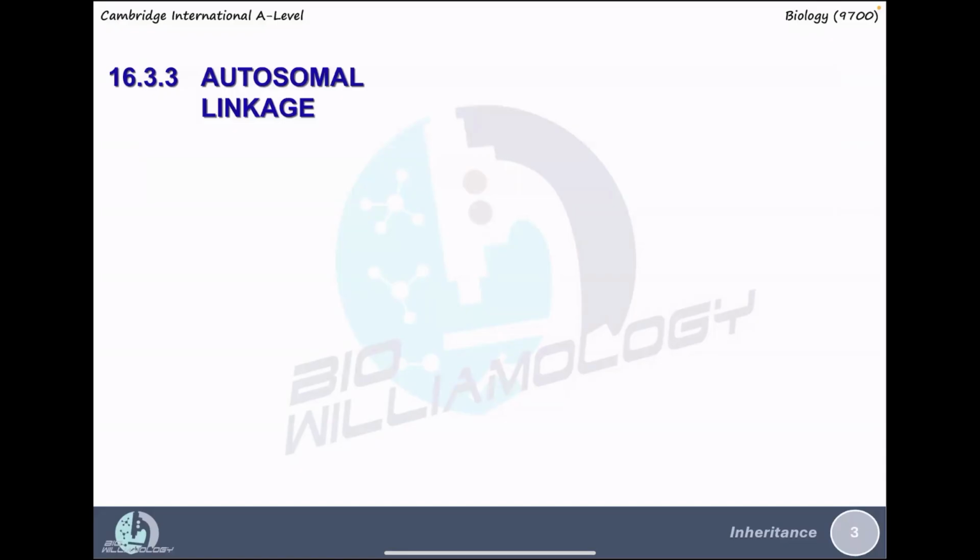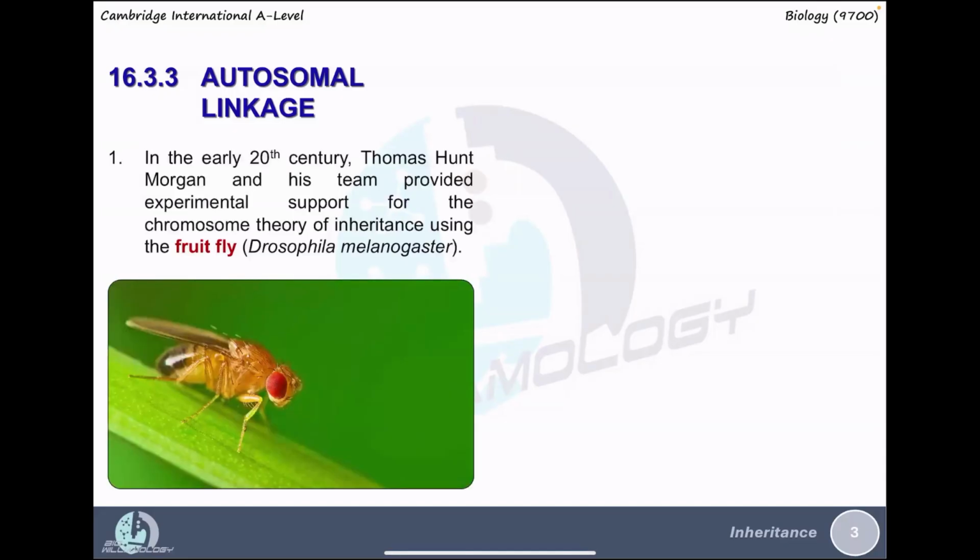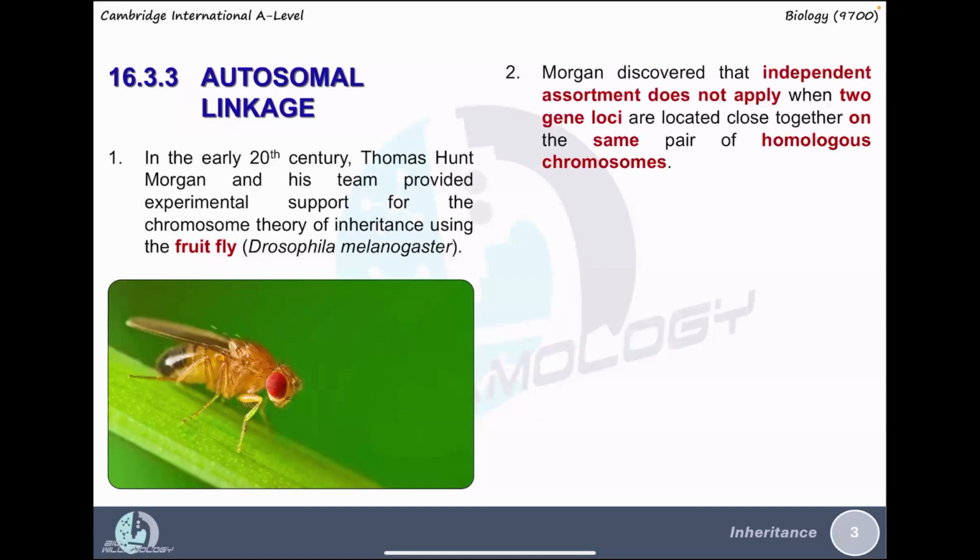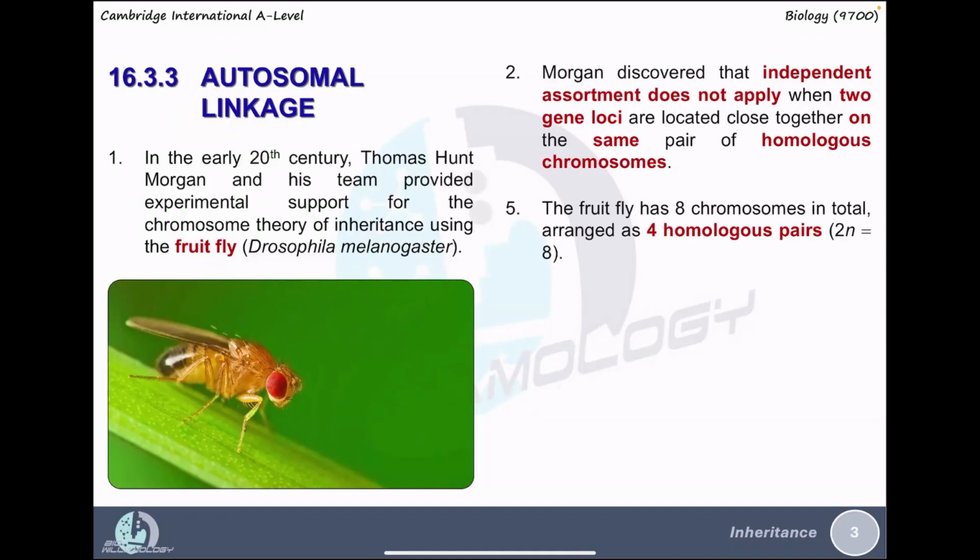Autosomal linkage. So what is autosomal linkage? Let us start with some background. In the early 20th century, Thomas Hunt Morgan, commonly known as Morgan, and his team provided experimental results to support the chromosomal theory of inheritance by using fruit flies, commonly known as Drosophila. Morgan discovered that independent assortment does not apply when two gene loci are located close together on the same pair of homologous chromosomes. Why did this happen?